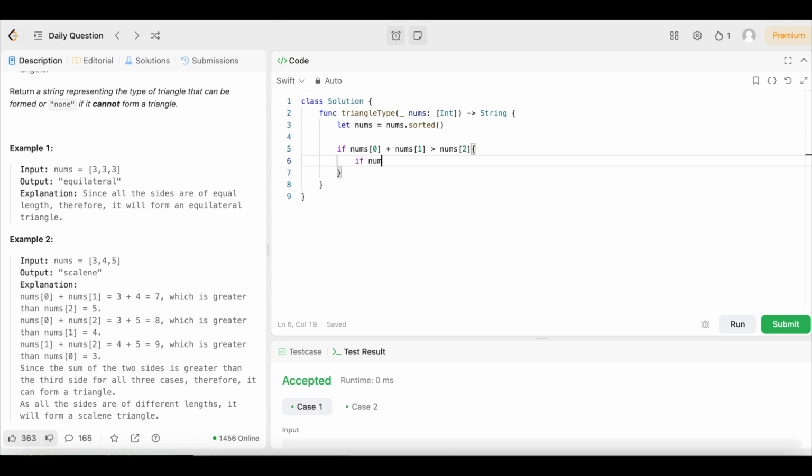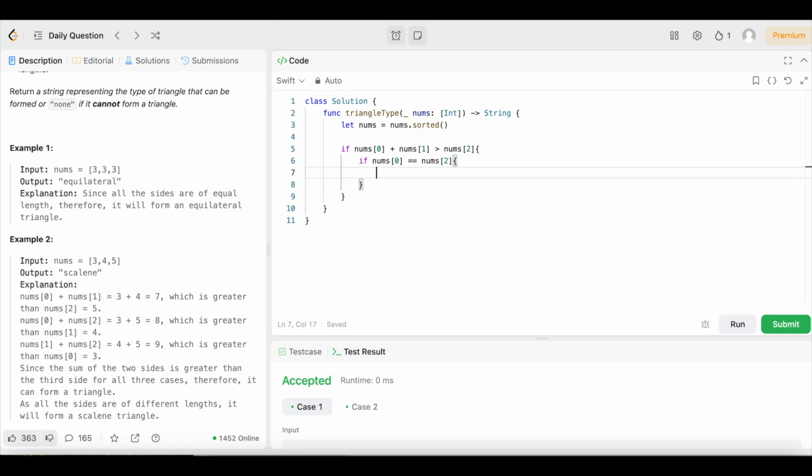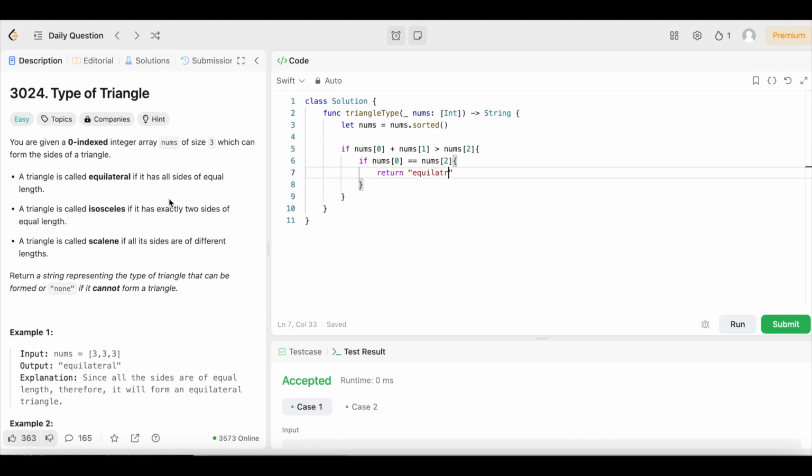So we could say if nums[0] equals nums[2], we open up the brackets and say return, in quotation marks for a string, equilateral. Sorry, y'all, gotta make sure it's spelled right. Equilateral. Boom. Since nums is sorted, we don't have to check nums[1]. If nums[0] and nums[2] are equal in a sorted array, then we know nums[1] is going to be equal as well.